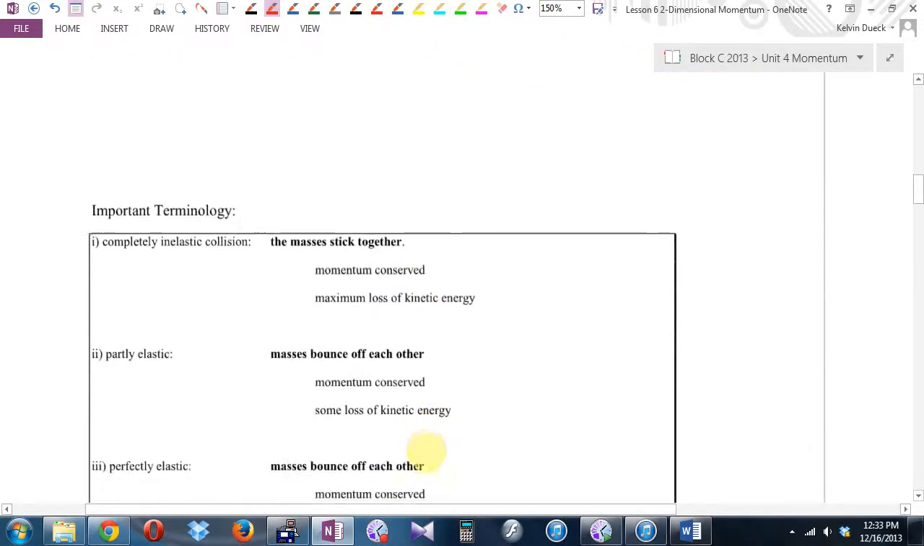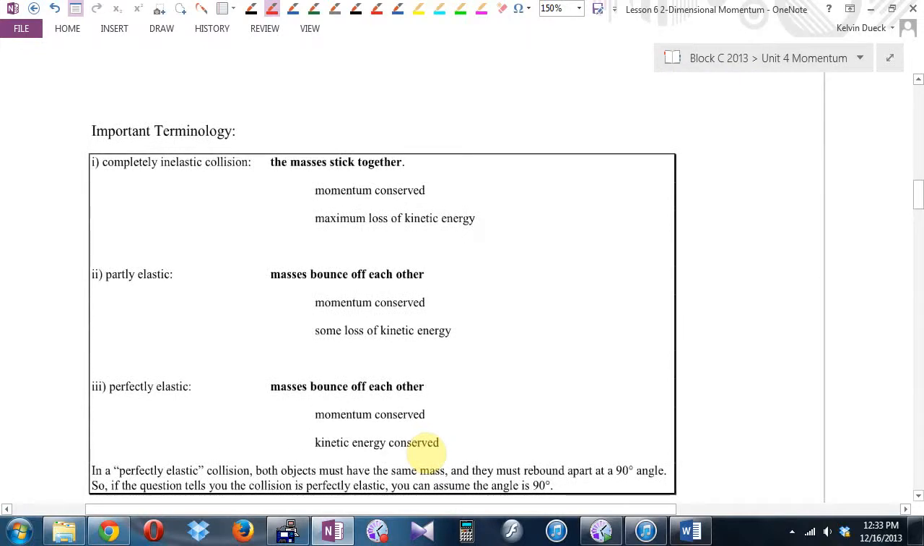Some terminology. I'm going to use these words in questions. The first is when the masses stick together. We call that an inelastic collision. An inelastic collision, or when they collide inelastically, it means the cars stuck together, the wreckage stuck together, the bullet stuck inside whatever it hit, the masses stuck together.